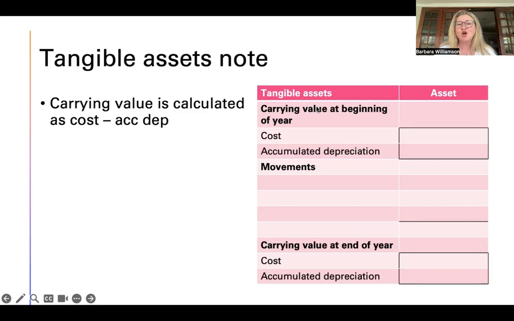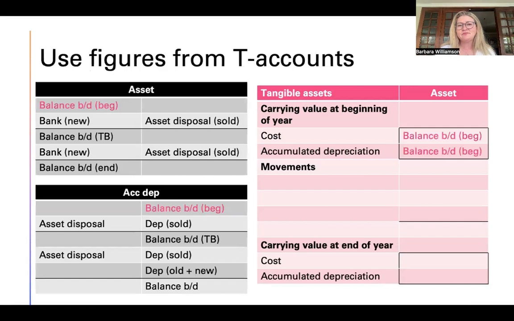Carrying value is obviously cost minus accumulated depreciation. So simple. So you obviously can just put those in there. The movements, you don't need to try and memorize. As you come across anything in your T accounts that happened in the middle of the year, from there, you'll be able to see, oh, this was an addition, a disposal, a depreciation, etc. I haven't actually written them in yet.